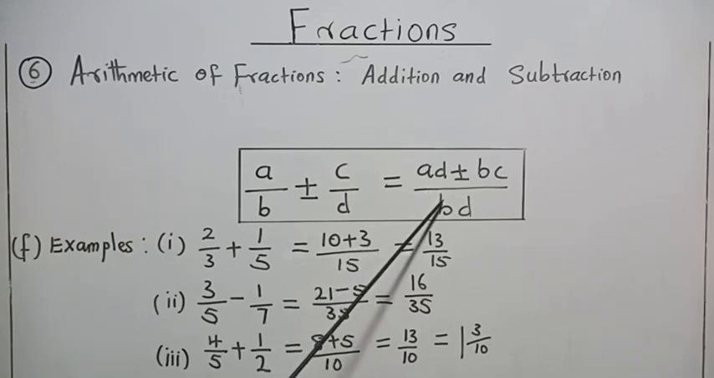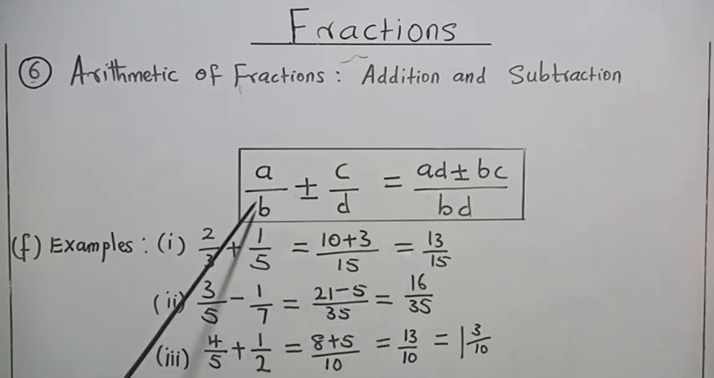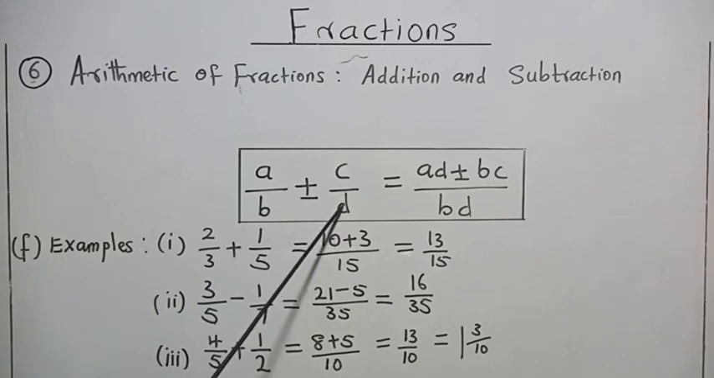Next will be this BD. BD is gotten by saying B times this D. That will be 5 times this 2. That will be equal to 10. So this is a problem and this is solution. To get the last answer, we simplify this solution. 8 plus 5 is equal to 13 and then over 10.